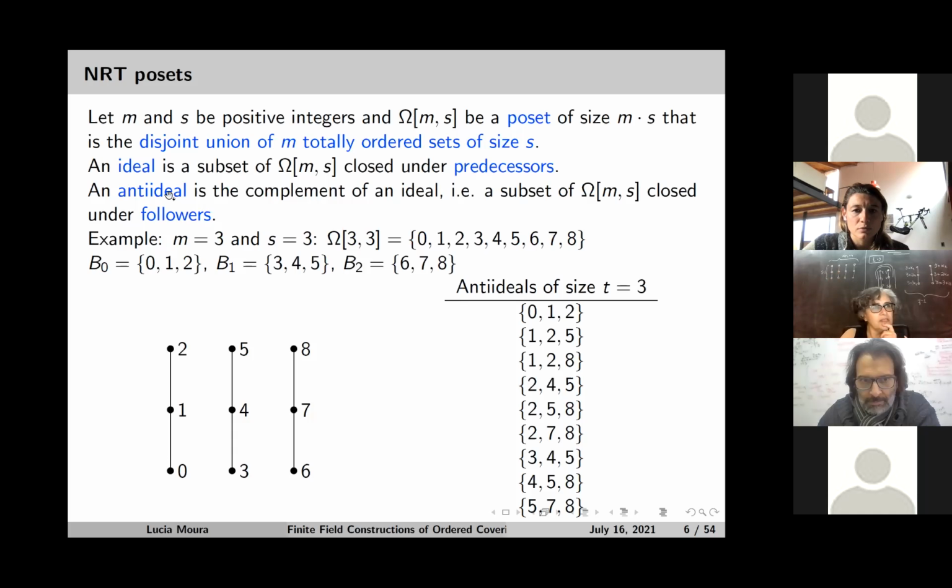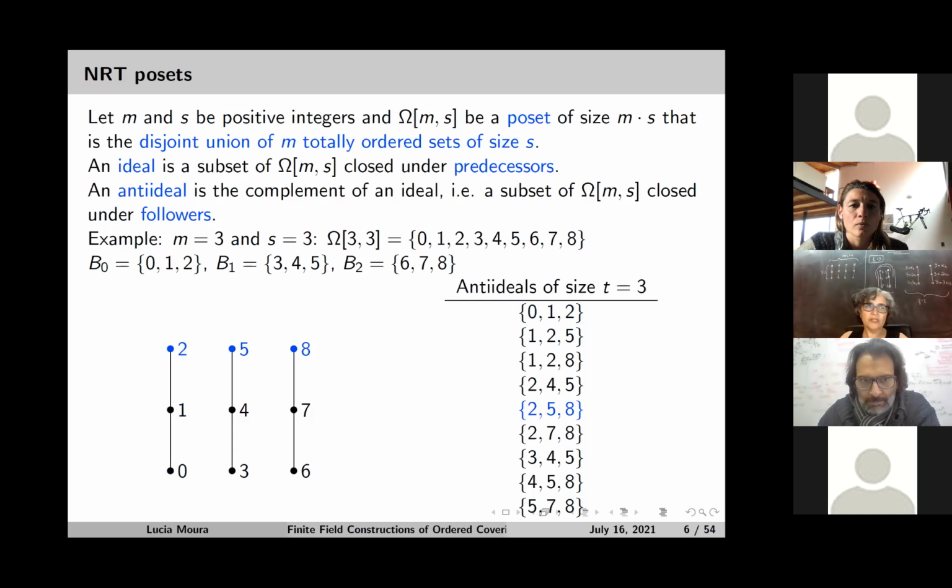I'm going to concentrate on anti-ideals, which are complements of ideals, and they are sets closed under followers. So whenever I have an element in the anti-ideal, anyone above it must be in the anti-ideal. There are some different types of anti-ideals. I list all the anti-ideals of size 3 here. This t will have to do with the strength of the array I'm going to be building. For example, I may have everybody in a chain. This is an anti-ideal. I should pick everybody on the top there, right? I could pick the top of one chain plus an element on another. That's another anti-ideal. Or I may have everybody up there.